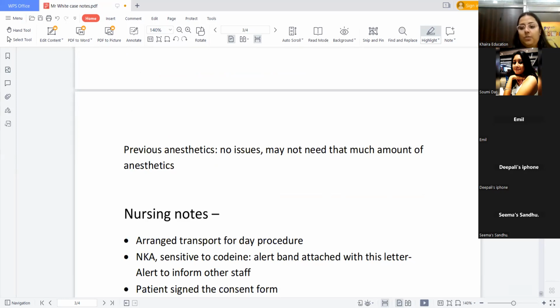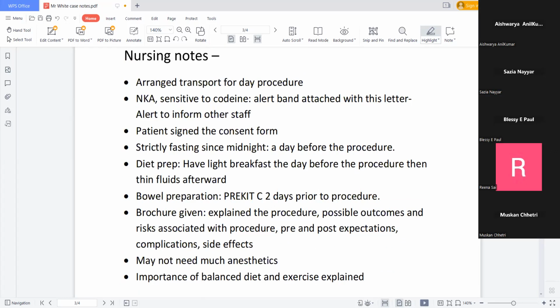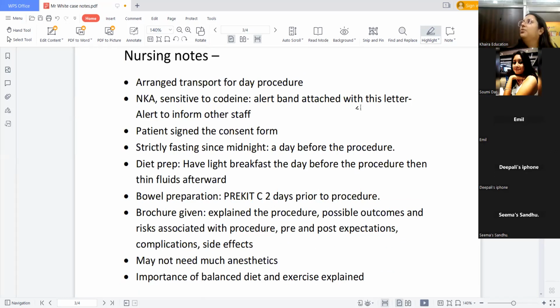Moving on to the nursing notes. Now the question is for Parmeet. Parmeet, help us with the nursing notes. I know I've asked you for a lot, but I'll help you through the process. Whatever is relevant, can you help us by informing about that? No. The first point is not relevant.